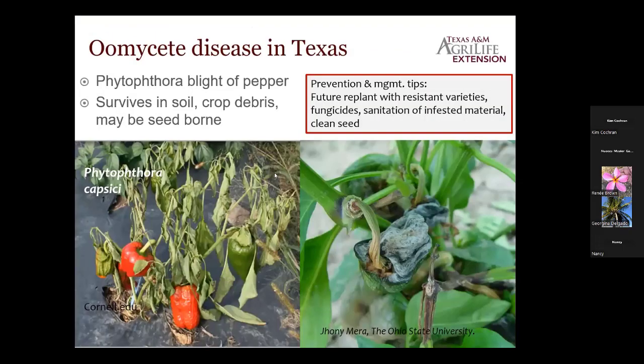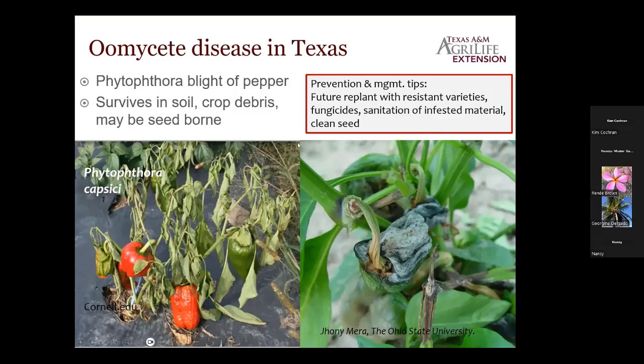An oomycete I see a lot here in Texas is Phytophthora blight of pepper. It survives in the soil and in crop debris and may be seedborne in some cases. And it's characterized by chocolatey colored to blackish rot on the stems, and it will progress from the bottom up usually. And mummified looking fruit with a water-soaked lesion or margin on the edge.